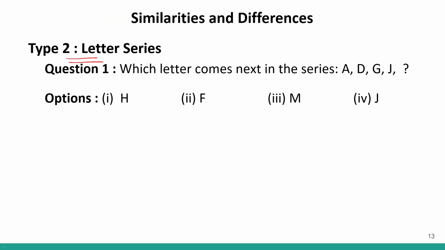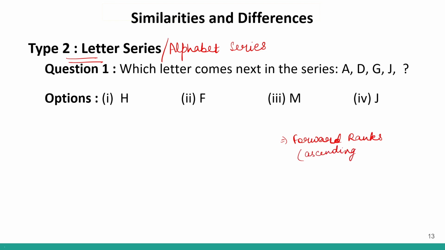Now let us move on to the letter series, also known as alphabet series. For letter series or alphabet series, there were 4 concepts that I told you to remember. The first concept was of forward rank, in which we assign numbers to the alphabets in ascending order. The next concept was of backward rank. In backward rank, we assign numbers to the alphabets in descending order.